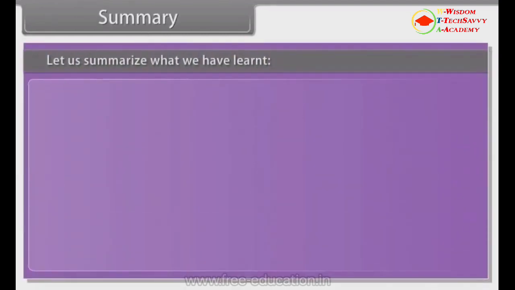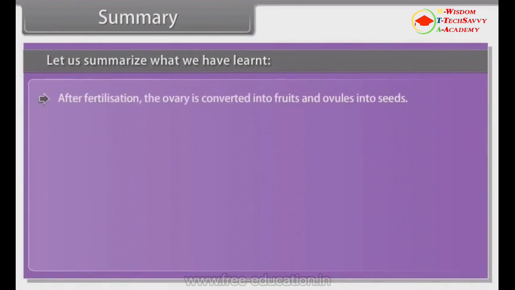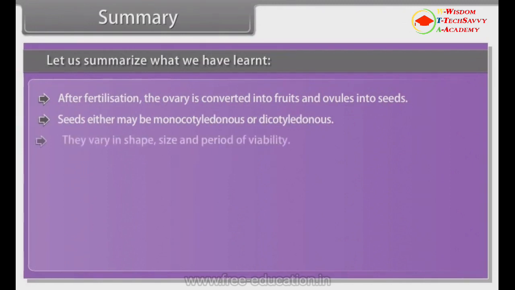Summary. Let us summarize what we have learned. After fertilization, the ovary is converted into fruits and ovules into seeds. Seeds may be monocotyledonous or dicotyledonous. They vary in shape, size, and period of viability.